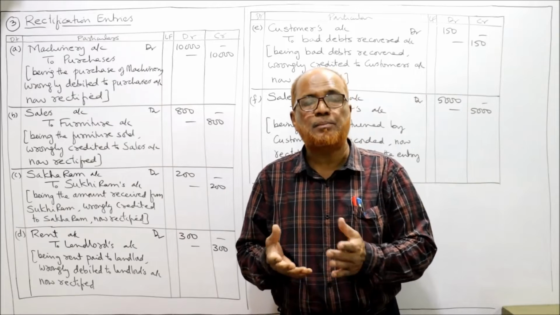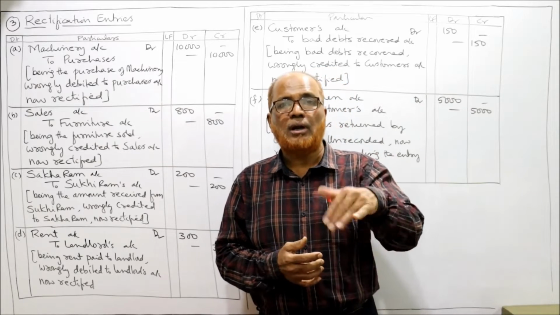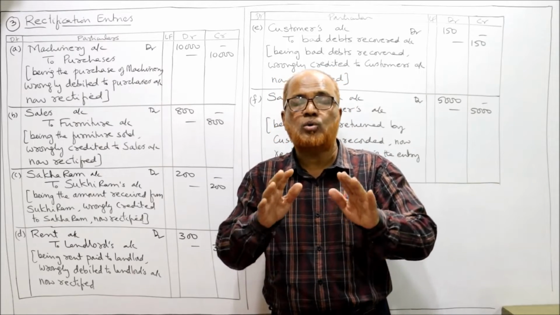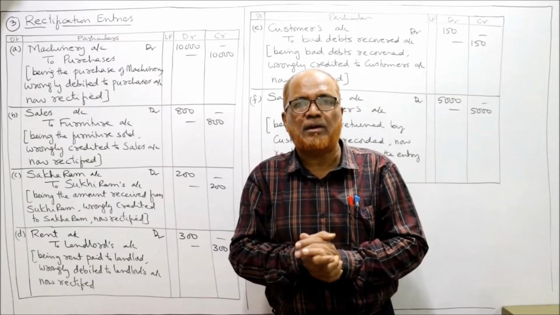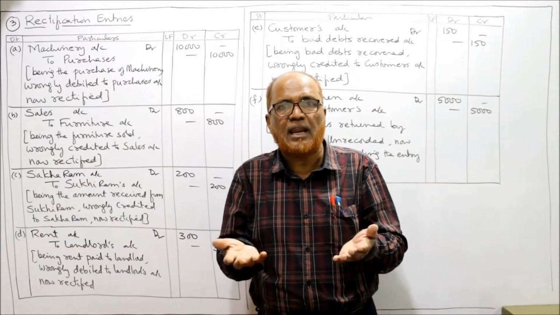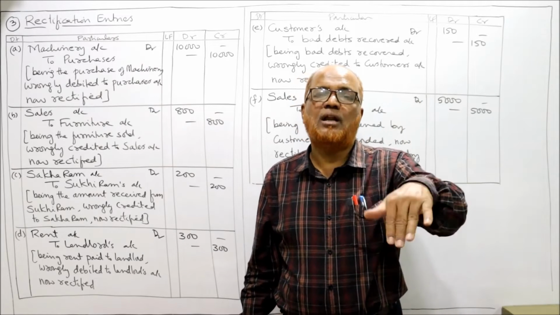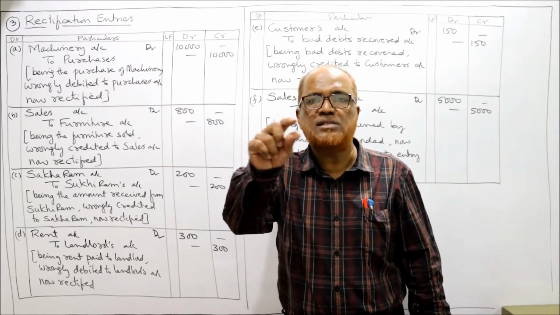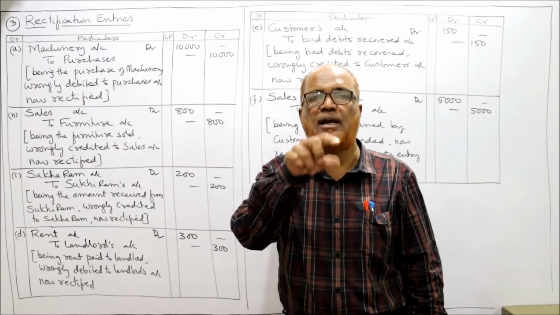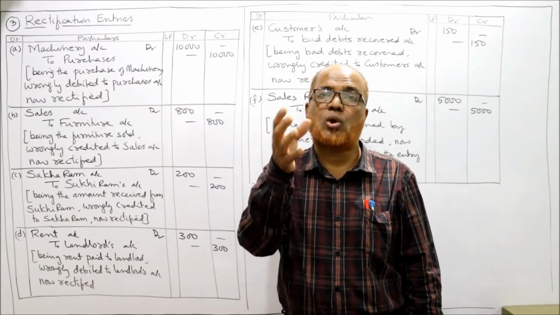That is an error of principle, you can say. You have to debit the rent account. We should not see to whom we are paying; we have to see for what we are paying. So we are paying the rent. The rent account should have been debited, but it was not. Now we debit it. Landlord's account was wrongly debited.